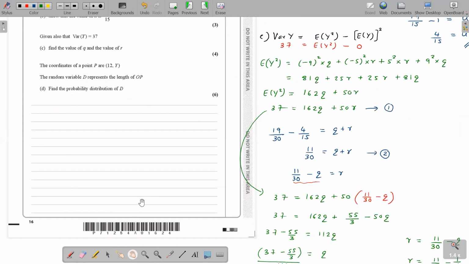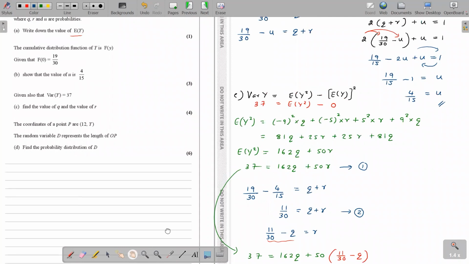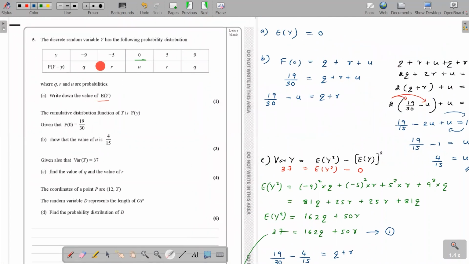Okay, part D. The coordinates of a point P are 12, y. The random variable D represents the length of OP. Now here, you have specific values for y, which means the x coordinate is 12 and the y coordinate could be minus 9, minus 5, 0, 5 or 9. They say the random variable D represents the length of OP. Find the probability distribution of D.